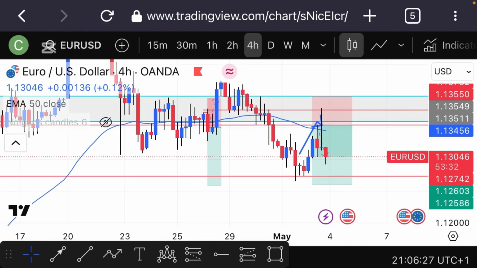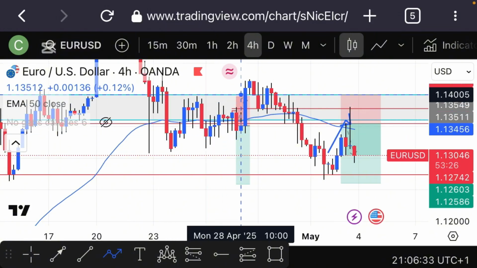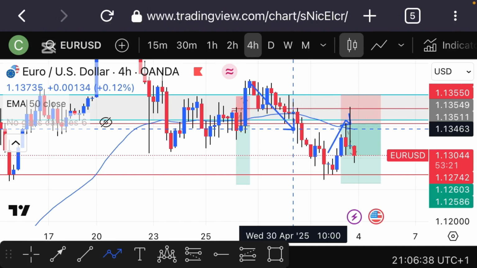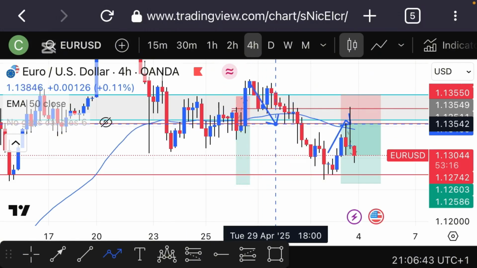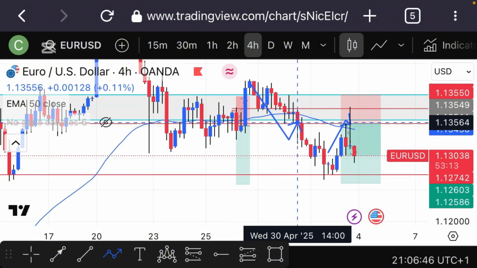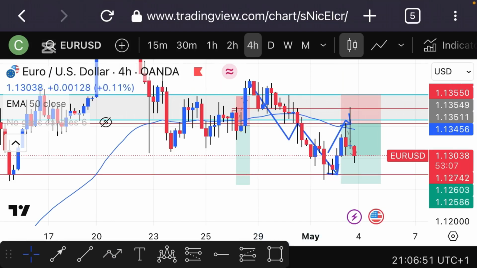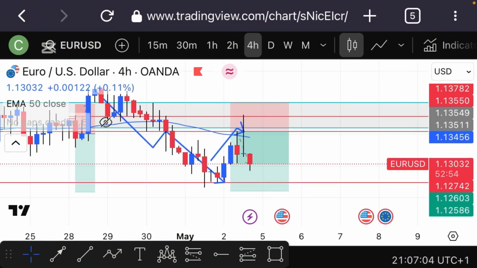I was like, you know what, let me just wait for the 4-hour shift of structure, since we were here. So I was waiting for a 4-hour shift of structure to break this higher low. Once we break it, retest, and then enter. The break happened, but the retest wasn't there, so I didn't enter this trade, and that's how I missed my second entry on this trade.